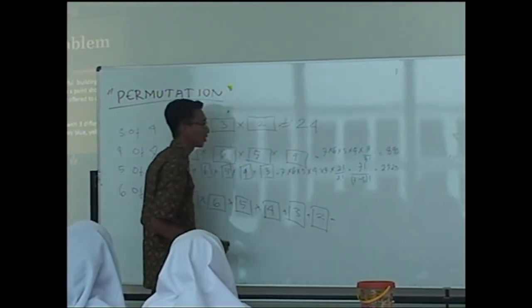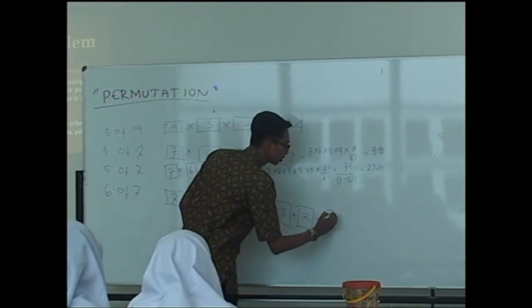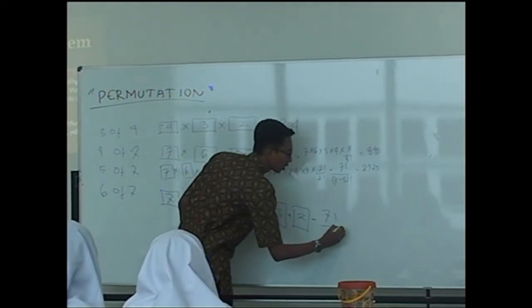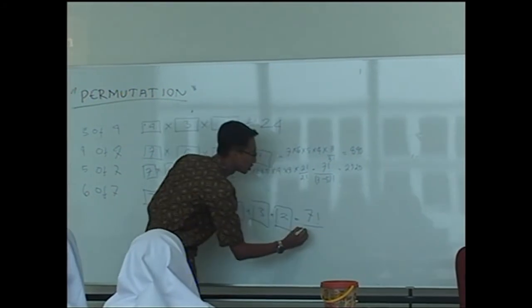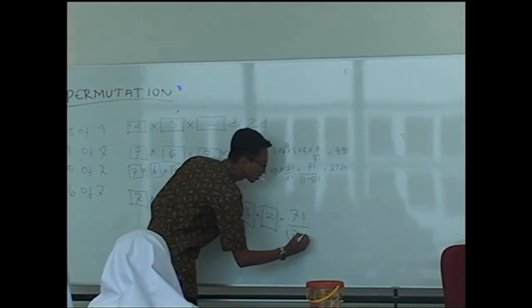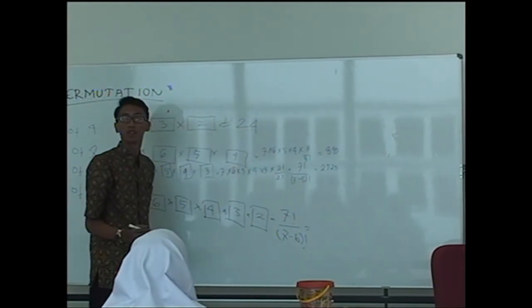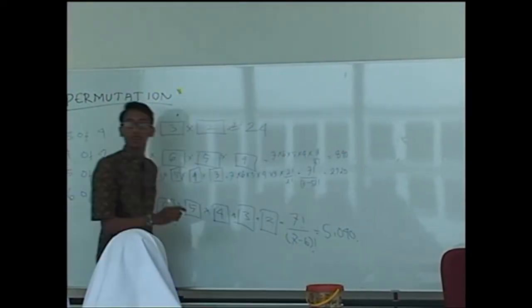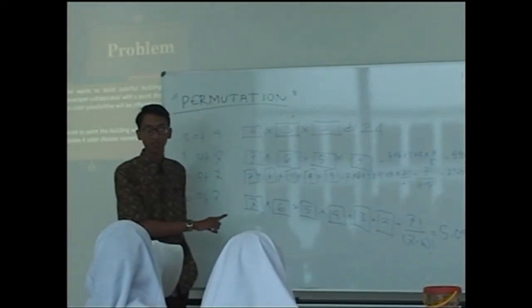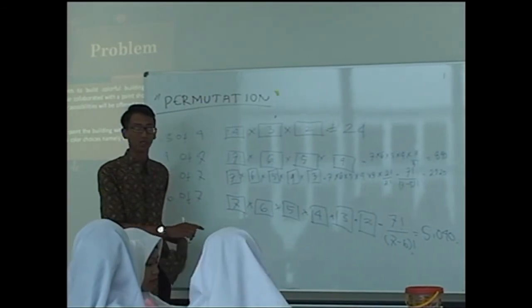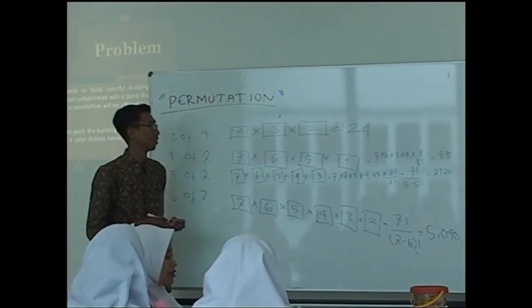Okay, in the factorial form we have 7 times factorial. That gives 5040. Any other answer? No. Is that clear? Yes.